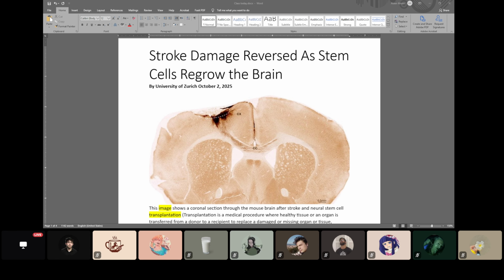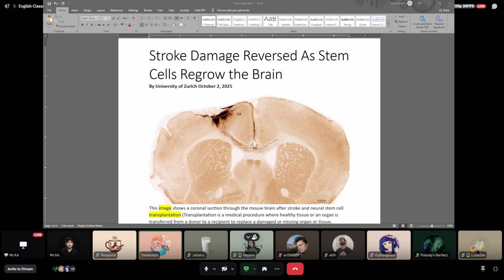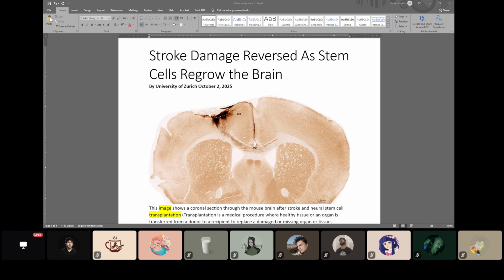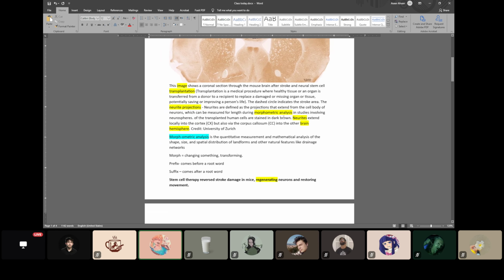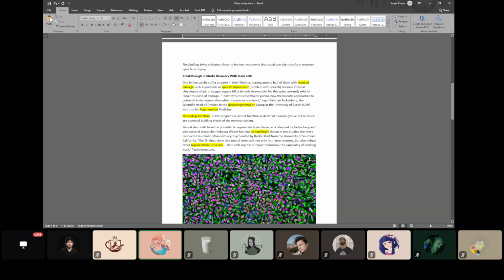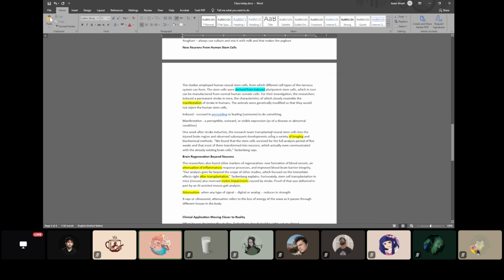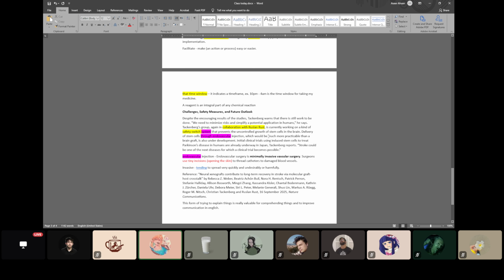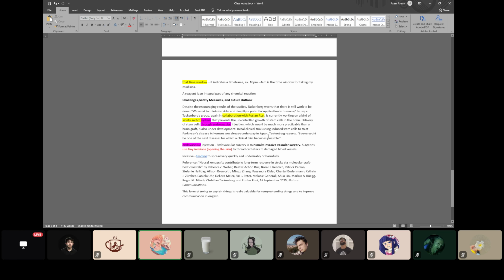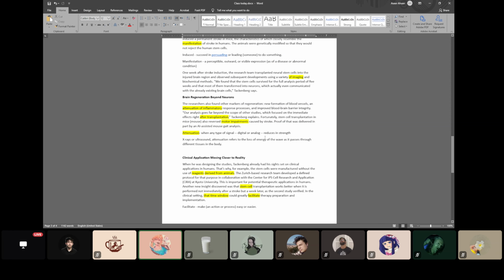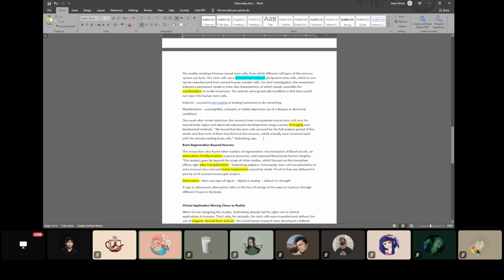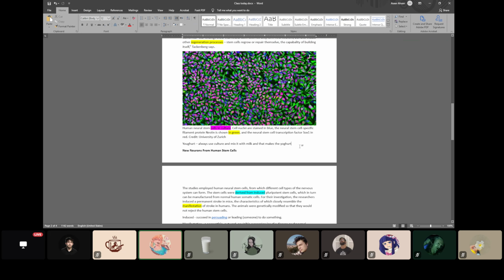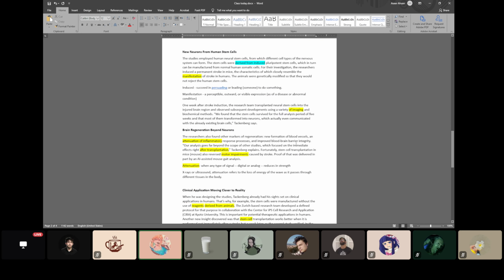I'm getting how the science behind this is advancing, and how they are using stem cells to try to regenerate the brain after strokes, and how they are experimenting on different animals like mice to try to get some results in this.